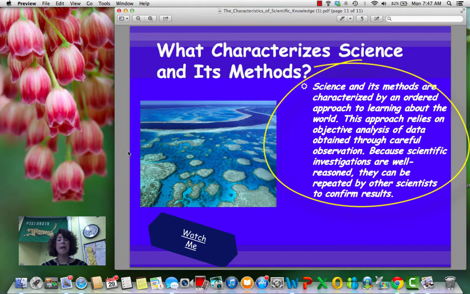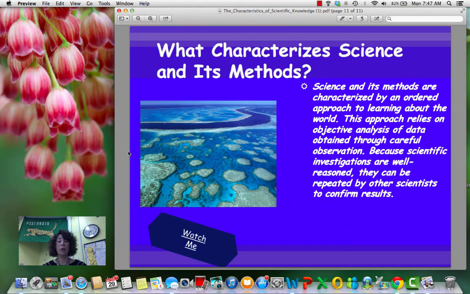So what does characterize science and its methods? Science and its methods are characterized by an ordered approach to learning, where again, we are talking about objective analysis of data, well-reasoned. Those experiments can be repeated and confirmed. So again, it's a very logical step-by-step method.